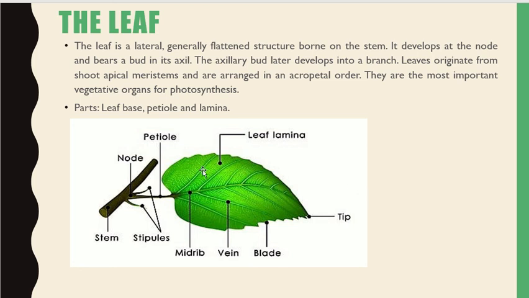And the parts of leaf are leaf base, petiole, and lamina, the blade. You can see these are veins. This is midrib. This is called tip.